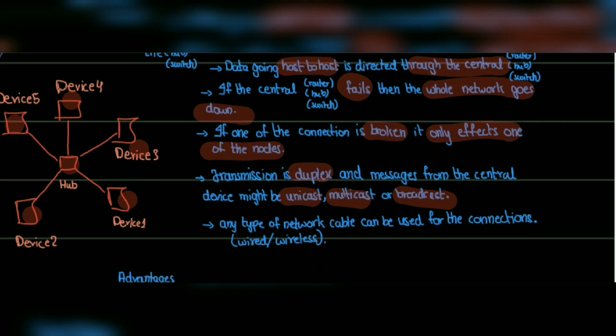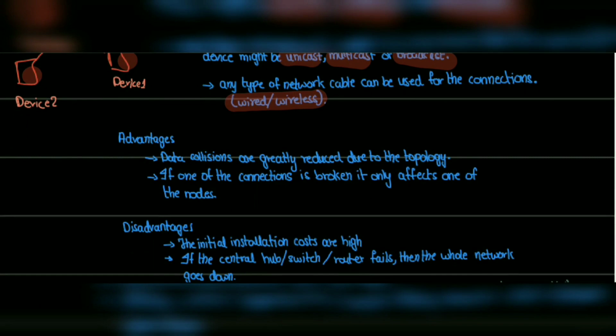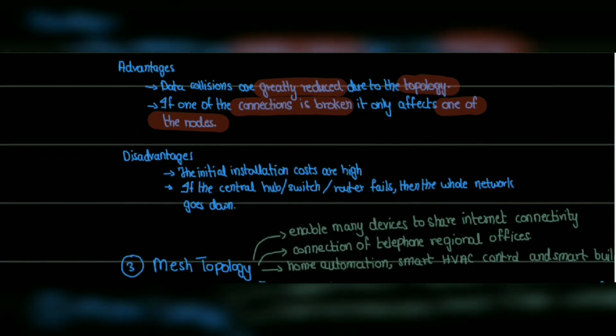Any type of network cable can be used for the connection, wired or wireless. The advantage is that data collisions are greatly reduced due to the topology. If one of the connections is broken, it only affects one of the nodes. What are the disadvantages? Initial installation costs are very high. If the central node fails, the whole network goes down.